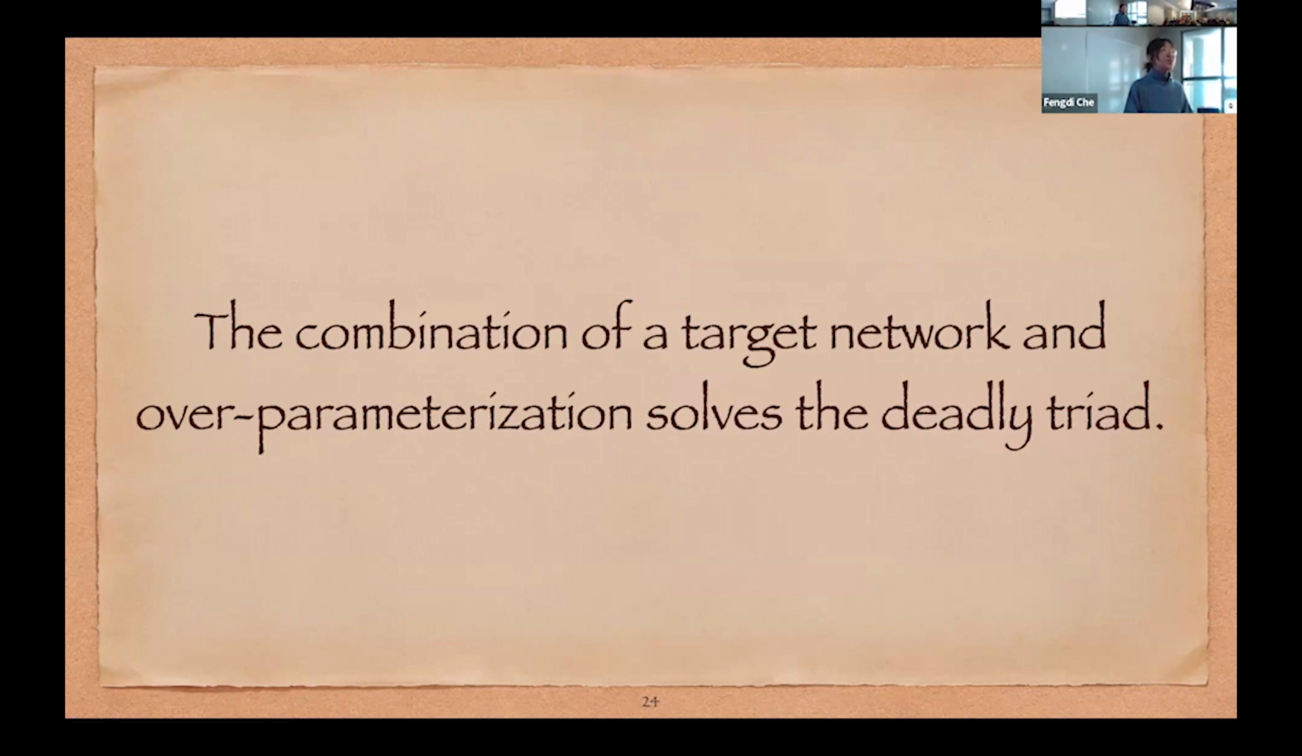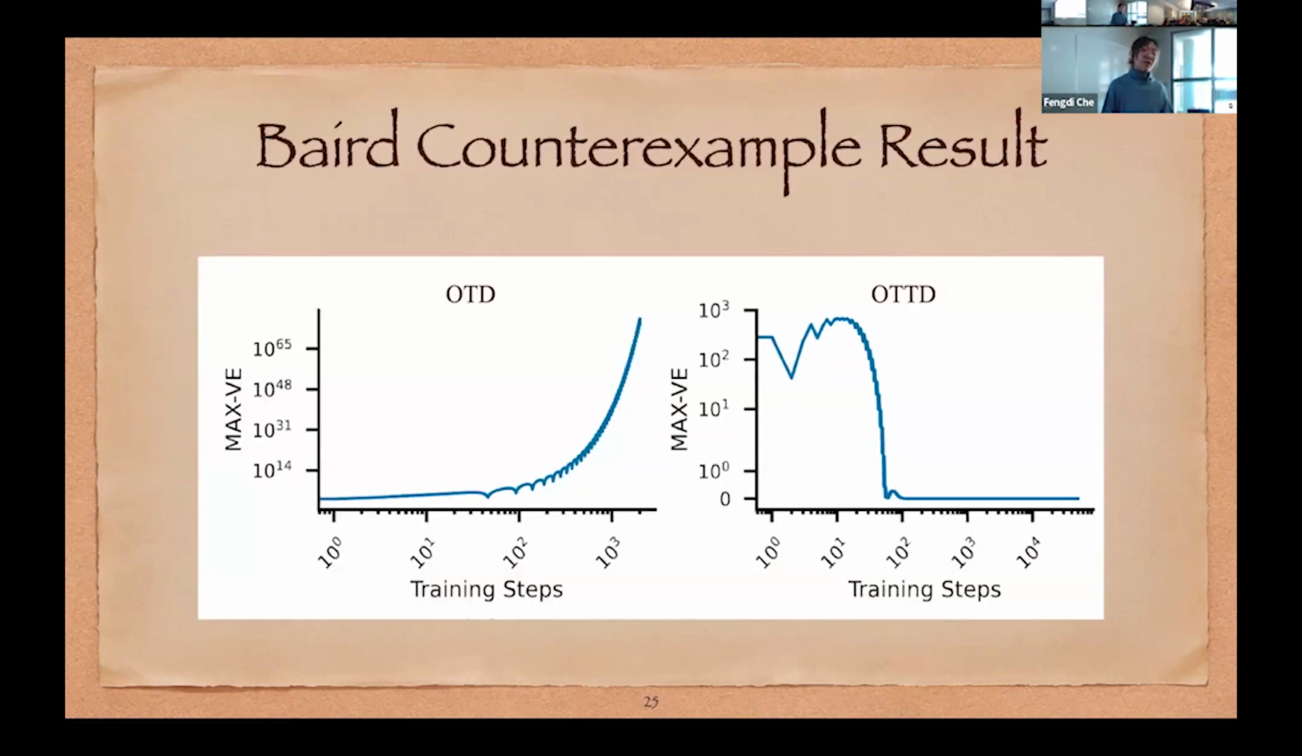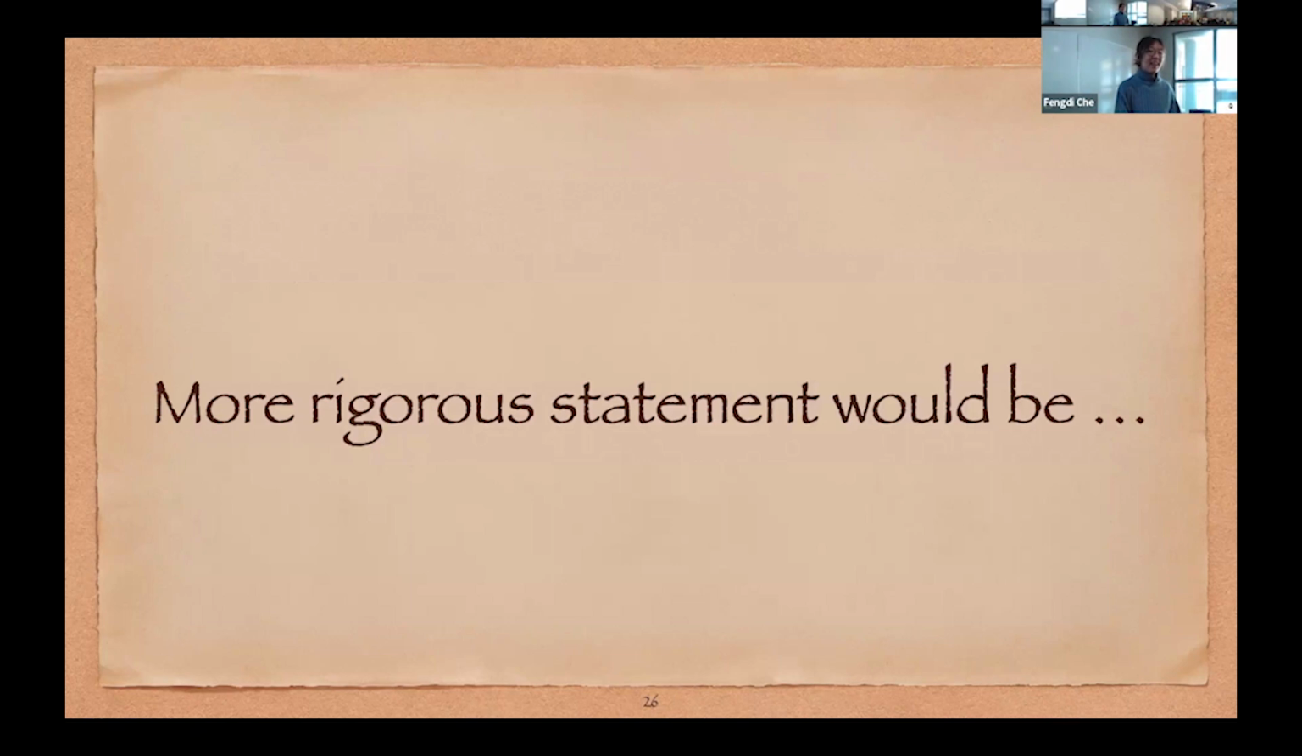So first, let me show you some evidence on the Baird counterexample. We really tested the over-parameterized target TD, and now we can see it stabilized the learning, and the value prediction error goes to 0. So it's a good sign. But we need proof. It's just empirical evidence, not a proof. So we want a more rigorous statement.